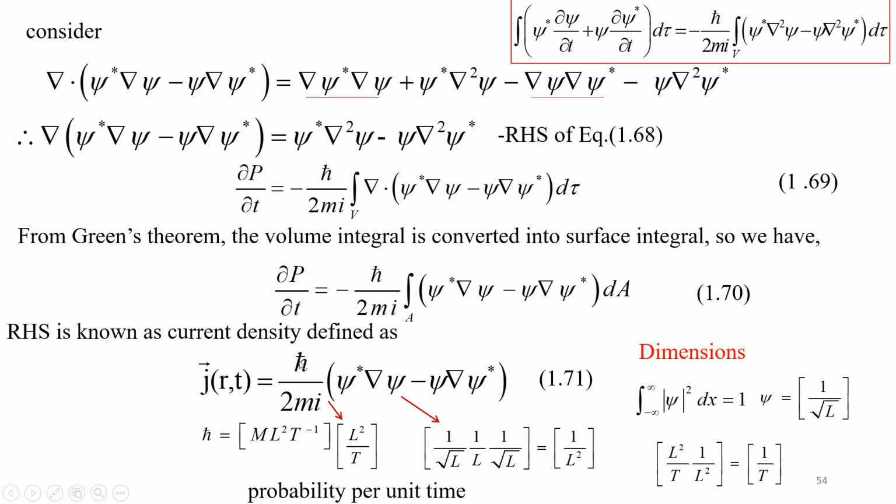Now come over here. ħ has the unit of m L squared t to the power minus 1. Here this m and this m get cancelled, so we have L squared divided by t. Multiplying this by 1 by L squared will give us 1 by t. So the right hand side has the unit of 1 by t, which you compare with the left hand side, which is probability per unit time. So it implies that this exactly matches in unit.